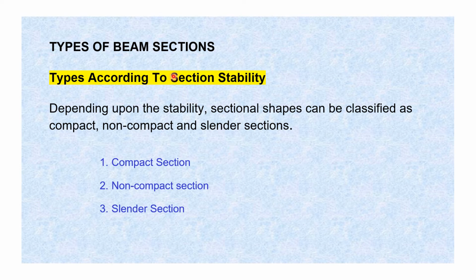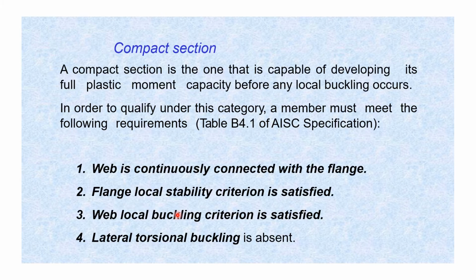Types of sections. Now I will discuss different types of beams with respect to different conditions. First, types of beam section according to section stability. Depending upon the section stability, section shapes can be classified as compact, non-compact and slender sections. Here I will discuss one by one what is a compact section, non-compact section and slender section.